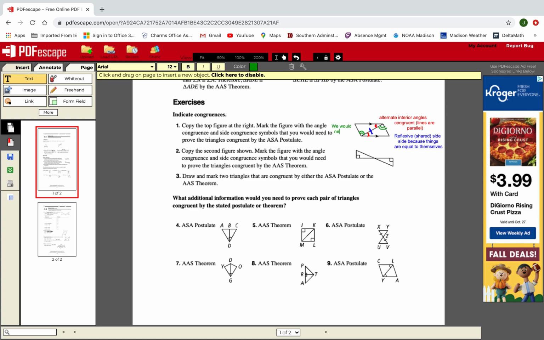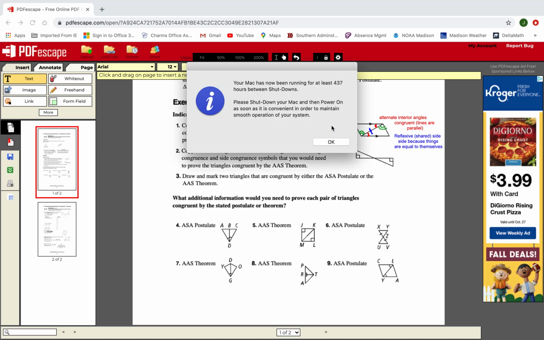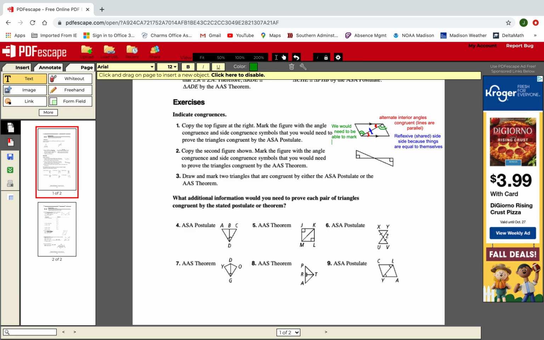We would need to be able to mark the angles congruent that would make it the included side. That would create an included side. Since I'm running out of room. Okay. Sorry, there's not more room on here.